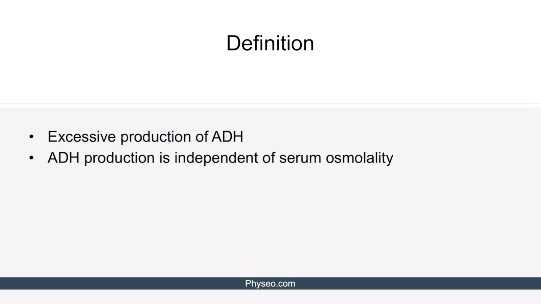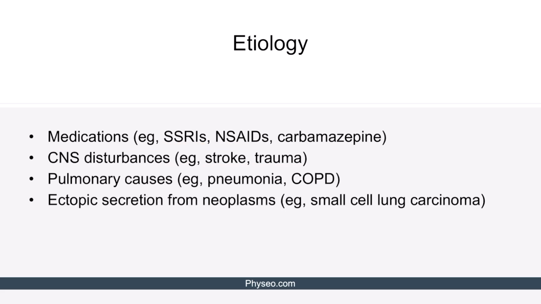Hopefully from its name, you can deduce that SIADH is caused by excessive ADH production. ADH production is independent of serum osmolality. There are many causes of SIADH. It can be drug-induced, for example, selective serotonin reuptake inhibitors, NSAIDs, and carbamazepine can cause it.